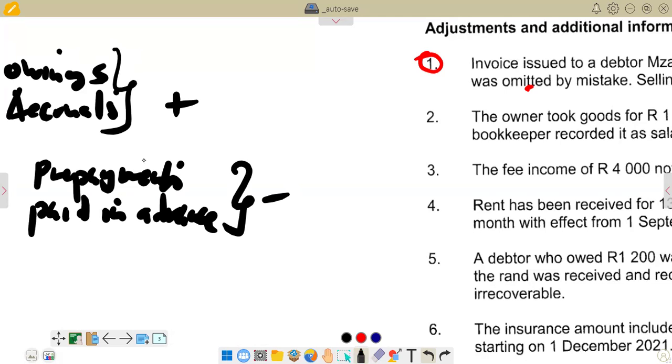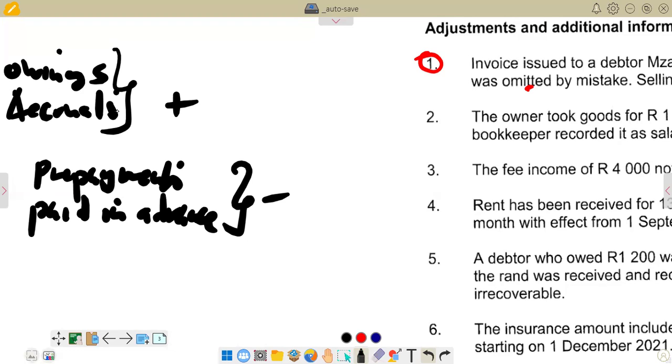So why do we do this? We are trying to comply with generally accepted accounting practice, that is the matching concept or the accruals concept. What does it say? It says what belongs to this year must be recorded this year, and what does not belong to this year must not be recorded this year, but must be recorded in the appropriate period.